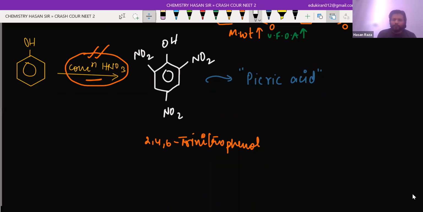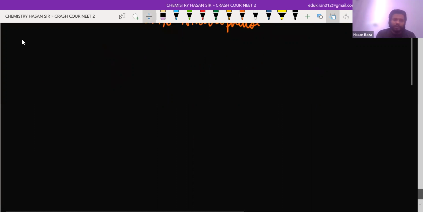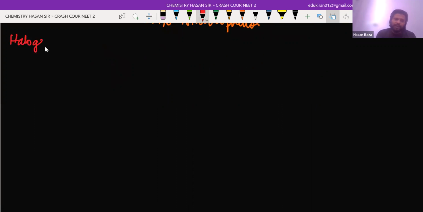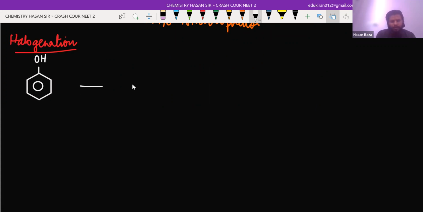Okay. After nitration, there is halogenation. From the name, you can think of halogenation, that means addition of halogen is taking place. So in phenol, which reagent are we going to use so that halogenation will take place? For halogenation, you are going to use Br2 in the presence of CS2, carbon disulfide, at 273 Kelvin.